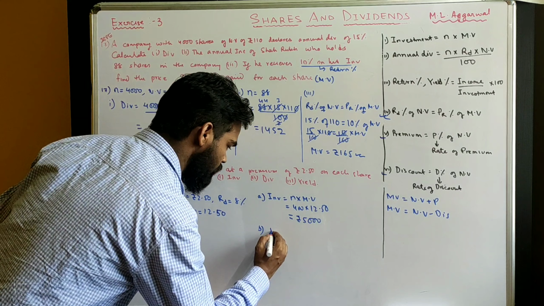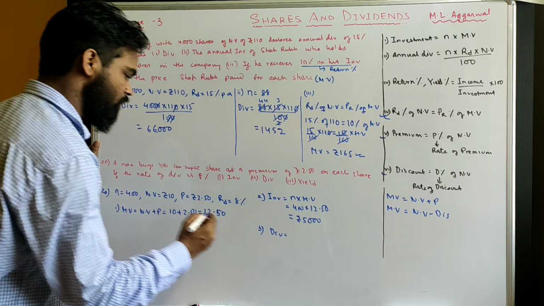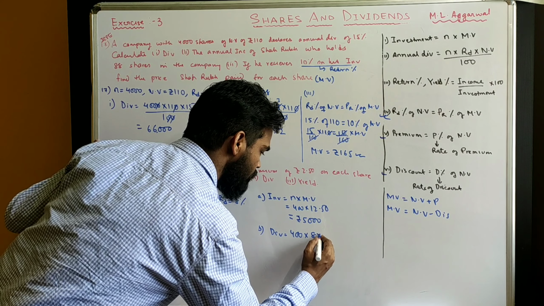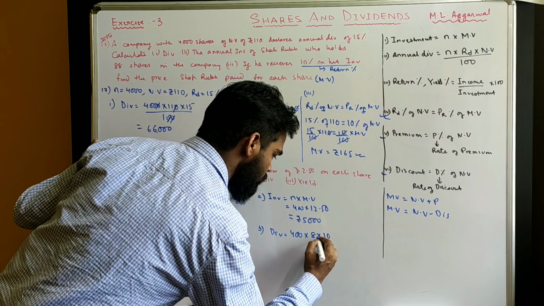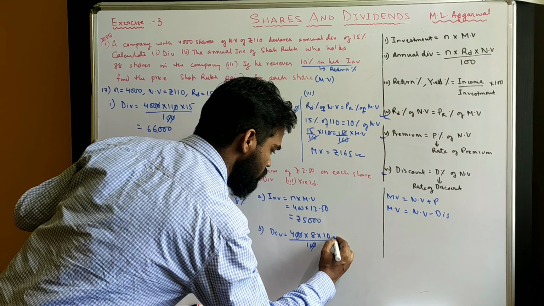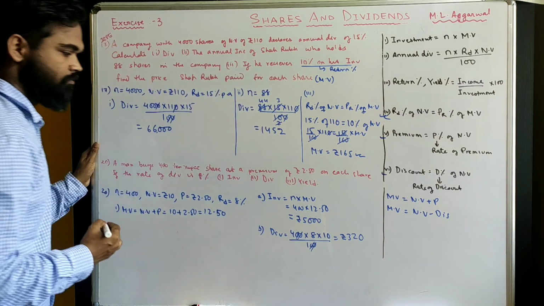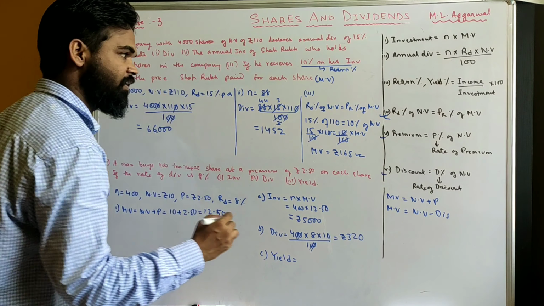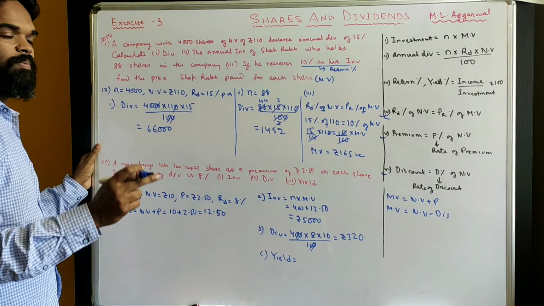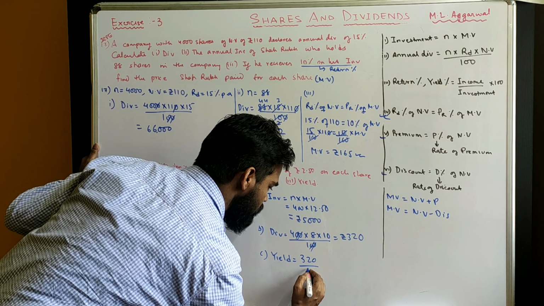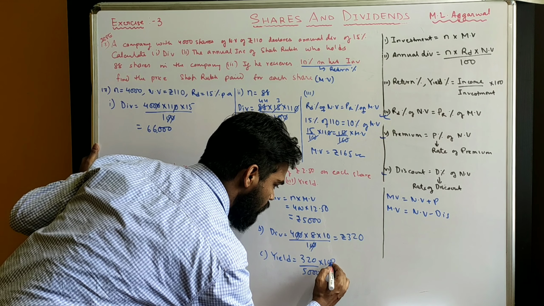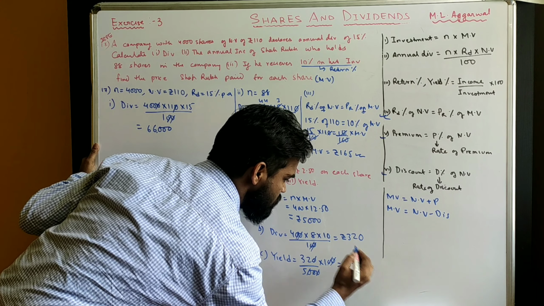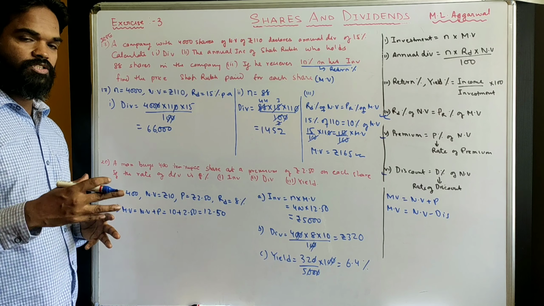Then dividend. Dividend is what? Number of shares into rate of dividend. That's how much? That's 8 into nominal value of the share by 100. So this is rupees 320. Done. Now calculate the yield. Yield is how much? The dividend income by investment into 100. So 320 by 5,000 into 100. That's how much? 6.4%. Done. Now let us look at the next sum.